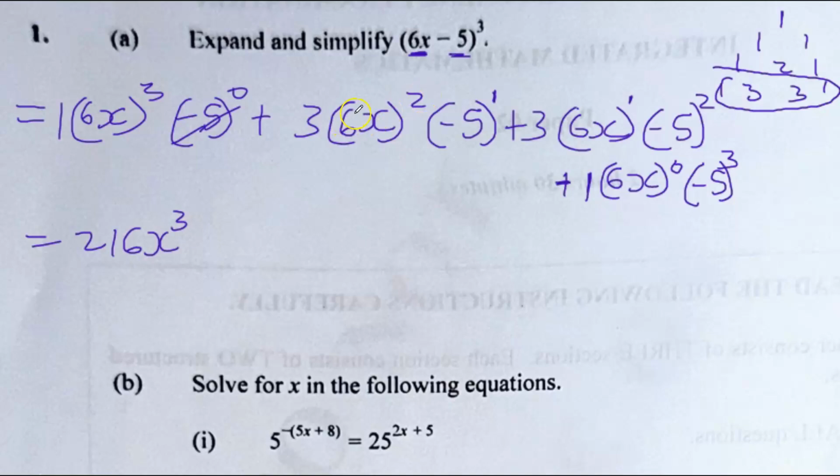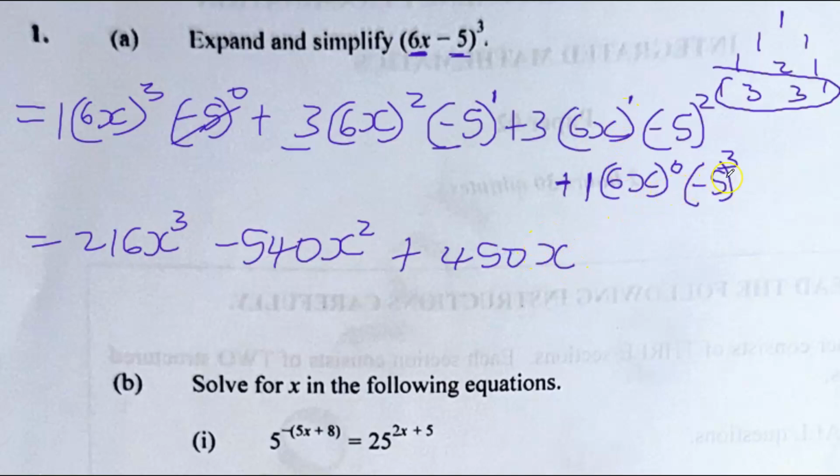So 6 squared is 36. Multiply that by positive 3. Multiply that by negative 5. We end up with minus 540, and x raised to the power of 2. Next, we have minus 5 raised to the second power. That's minus 5 times itself, that's 25, times positive 6 times positive 3. That's 450, and x to the first power, which is the same as x.